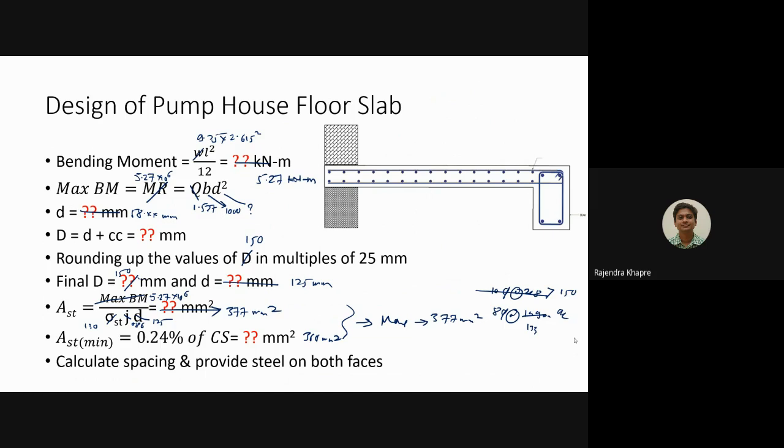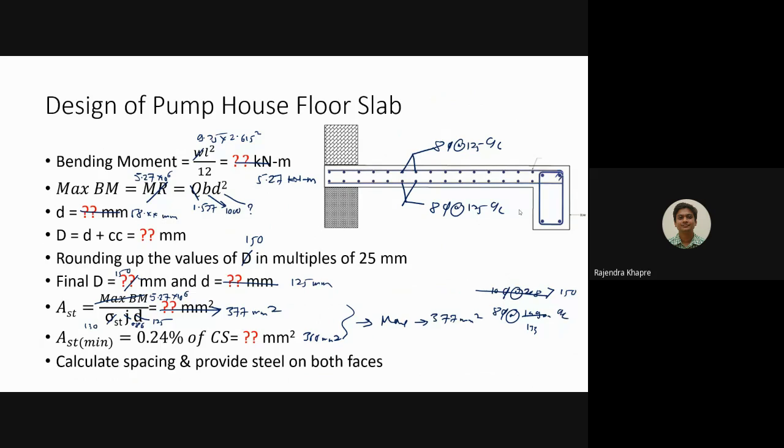But this reinforcement has to be provided at the top as well as at the bottom. Not only on one side, you have to provide this at the top as well as at the bottom. If you refer to this particular figure, this main bar will be 8 dia at 125 center to center, as well as this main reinforcement, this will also be 8 dia at 125 center to center, both ways.